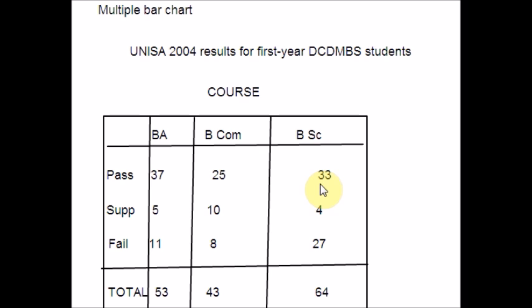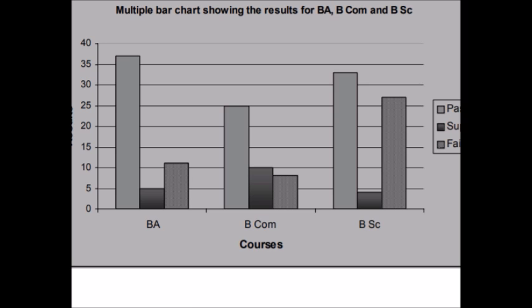Now let us construct a bar chart for this one. Here is the multiple bar chart showing the results for BA, BCom and BSc. So this shows how an array of frequencies may be very easily displayed on a multiple bar chart. And I have mentioned the colors for pass, sub and fail. And please note that the x-axis is for courses and the y-axis is for results.